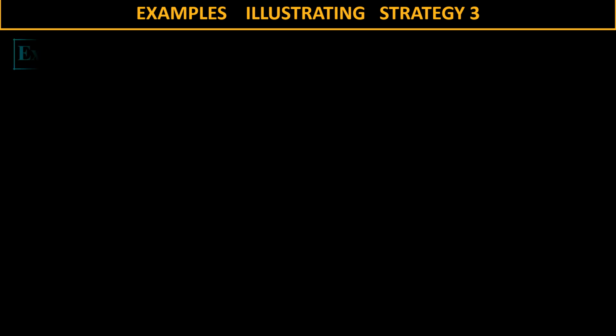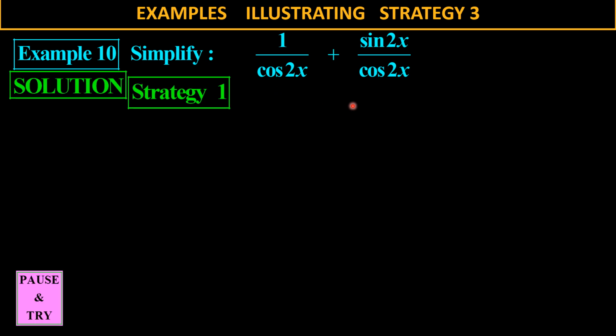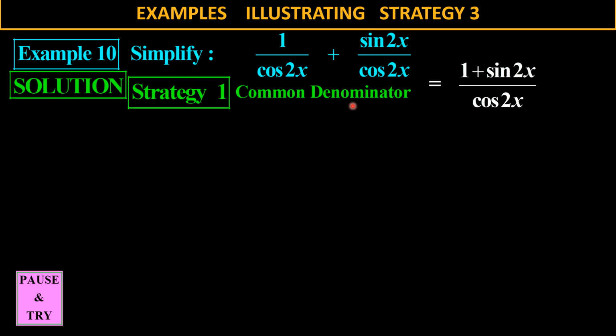Let's look at our last simplification example. First of all, no like terms, cannot cancel, there are no brackets to remove. But I've got fractions, and fractions can be simplified. So I can use strategy 1 by using a common denominator. What's the common denominator? Cos of 2x. And there's my numerator, 1 plus sine of 2x, over cos of 2x.